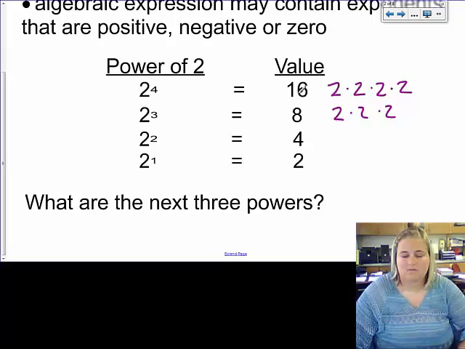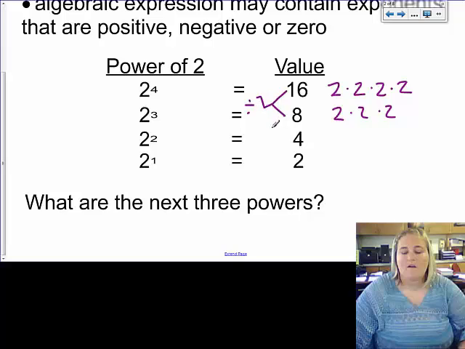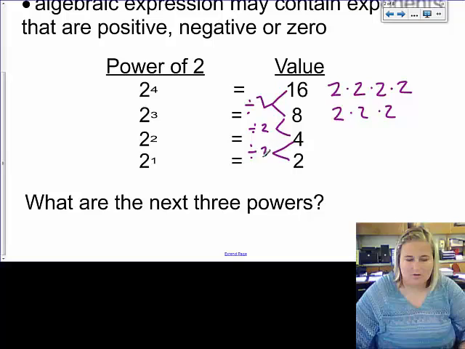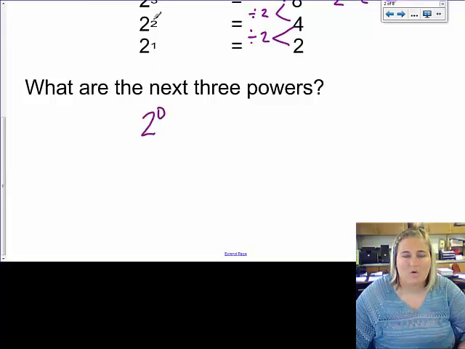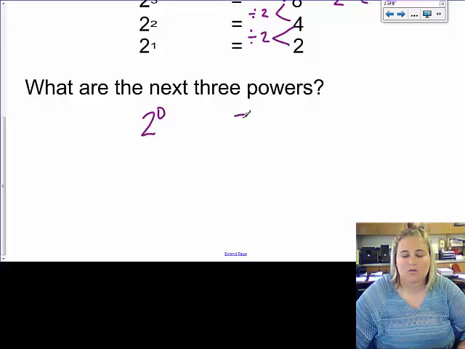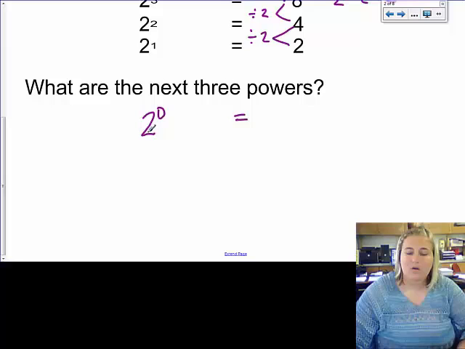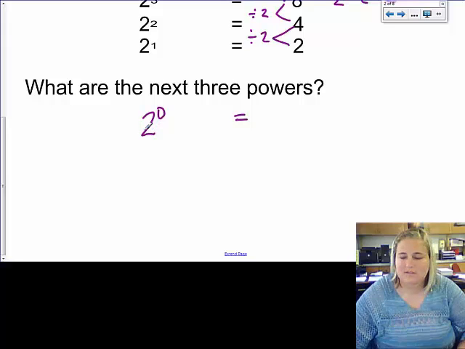Well, what's happening from 16 to 8? We're dividing by 2. From 8 to 4, we're dividing by 2. From 4 to 2, we're dividing by 2. So the pattern, you would think, would continue, or at least I hope you do. So if we had 2 to the power of 0, because we're going down 1 in powers each time, we hopefully already know that anything raised to the power of 0 is always equal to 1. Here we're taking 2 divided by 2, and that is going to get us that 1.